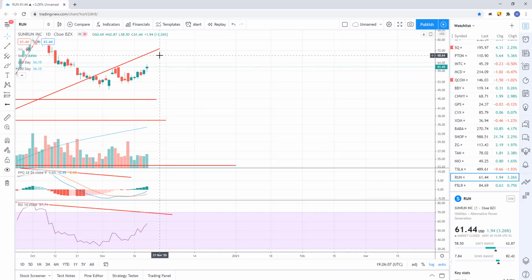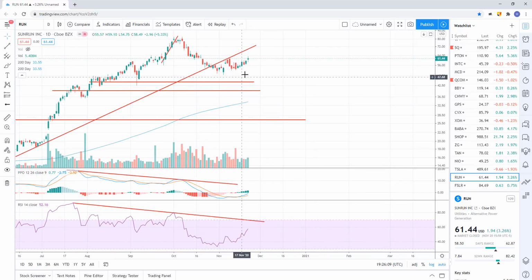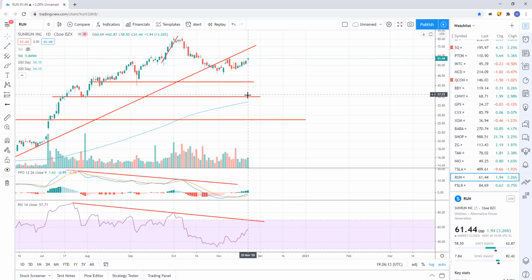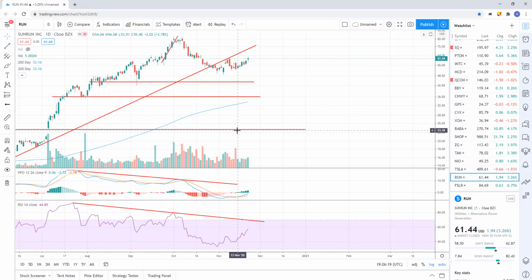And I think this is going to be good for a move down to these levels right here, 44.80, and 36.63. And then ultimately, possibly all the way down here at 23.43.